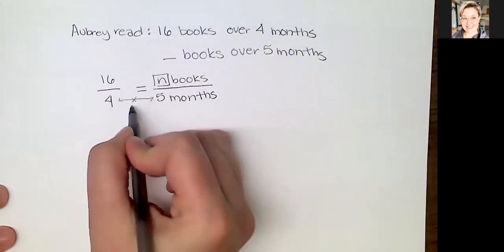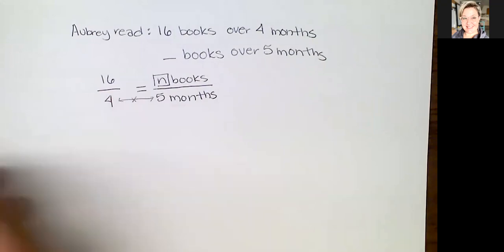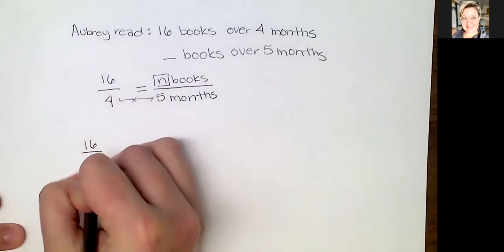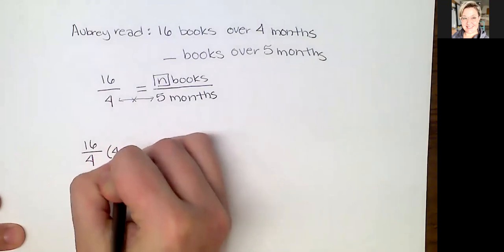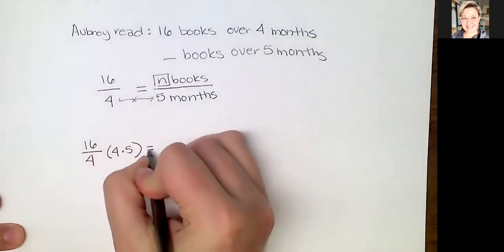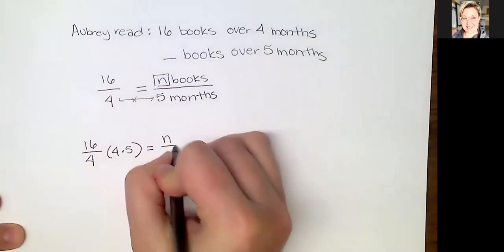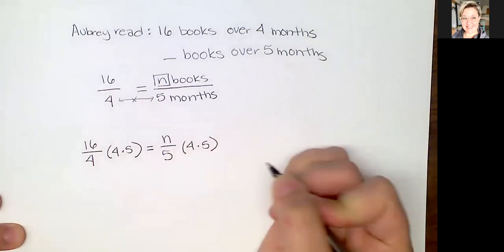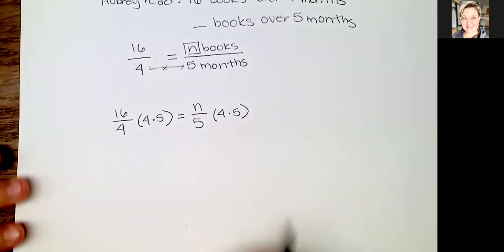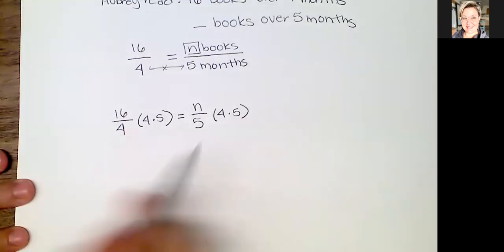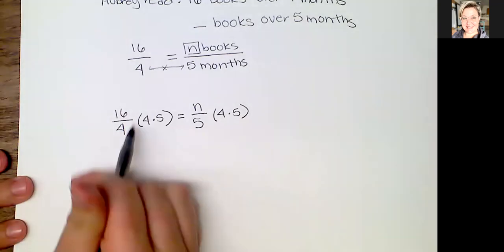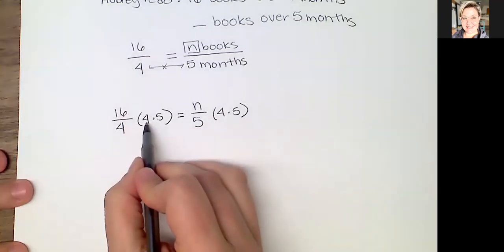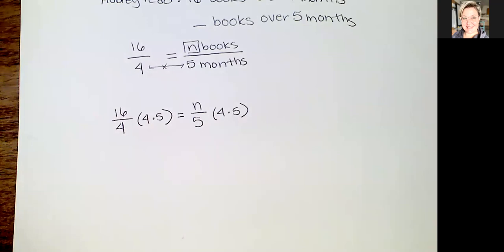So this is something we haven't done before. We just did it in the last one as practice, but we're going to take 16 over 4 and multiply it by 4 times 5, and that is directly proportional to n over 5 times 4 times 5. Okay, this seems very complicated. It's really not. It's the same thing we just did. We took the two denominators, multiplied them by each other, and then we're multiplying that by the overall fraction on either side. So we're just going to do one side of this at a time.